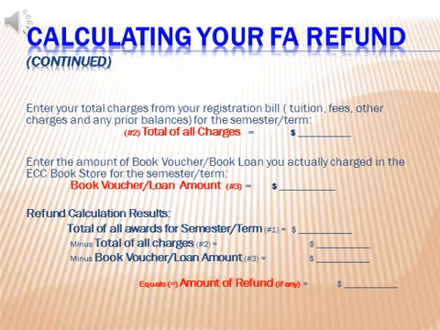Refund calculations. Total of all awards for semester term, which is number 1, minus the total of all charges, number 2, minus book voucher loan amount, number 3, equals the amount of your refund, if any.